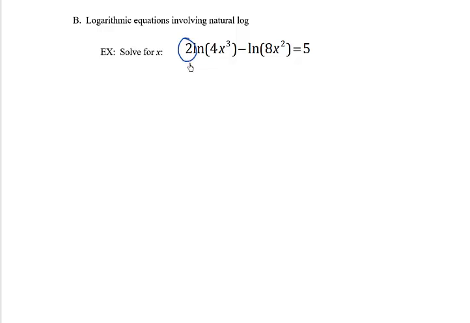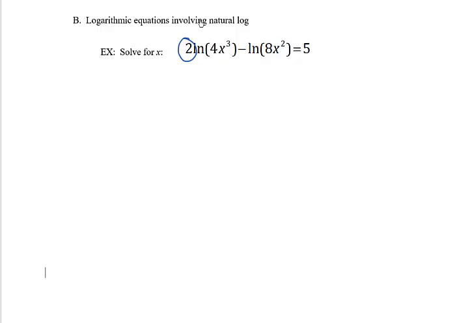Now maybe you're thinking, well, let's just divide everybody by 2. And that would be a great suggestion if there was only the one log. But if I divide everybody by 2, then this log would also have to be divided by 2. That would create a new coefficient sitting in front here. So that's not going to help me.